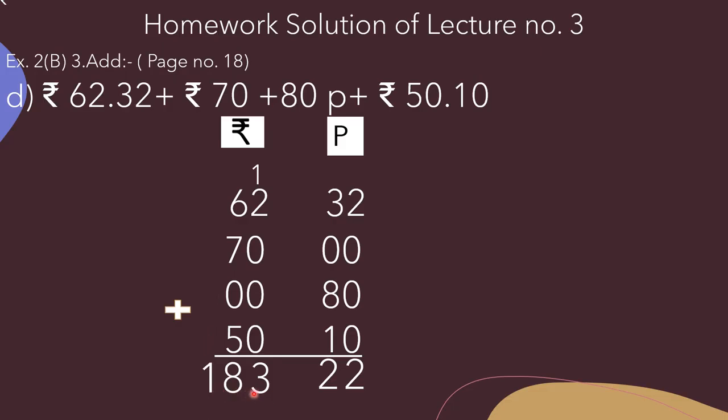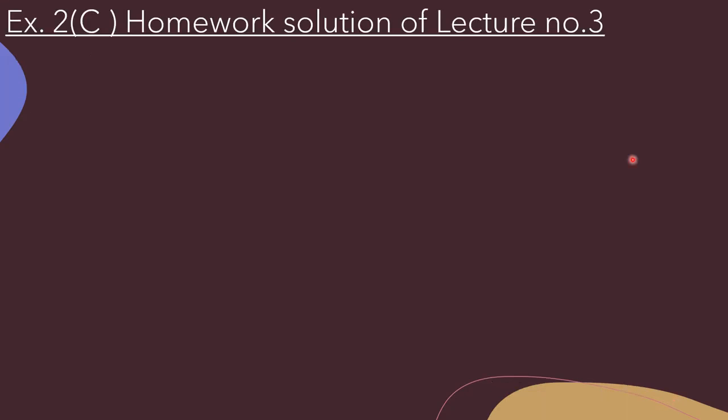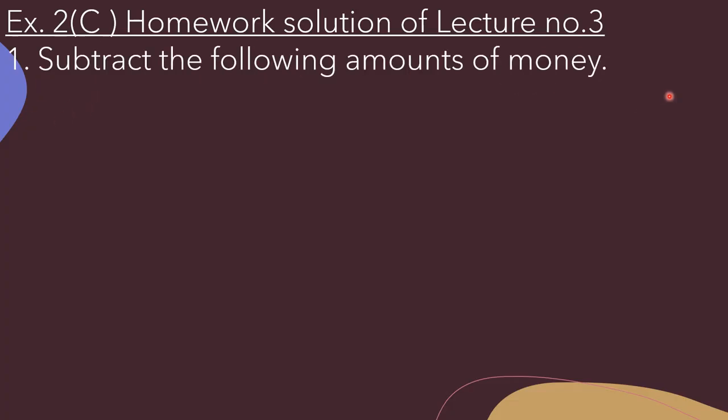So what is the answer? That is 183 rupees 22 paise. We can write it like this, rupees 183.22. Now exercise 2C. Subtract the following amounts of money.